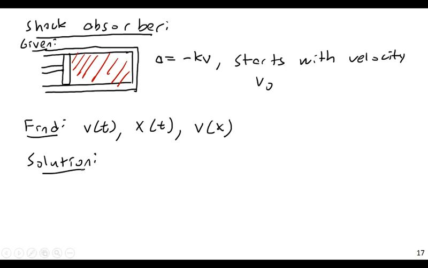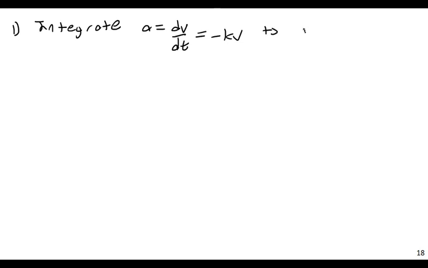Basically my strategy is first to integrate a equals dv/dt equals negative kv. There's a certain step I'll use to find each of these, and let's walk through this. So step one, I'm going to get v of t: integrate a equals dv/dt equals negative kv to get v of t.